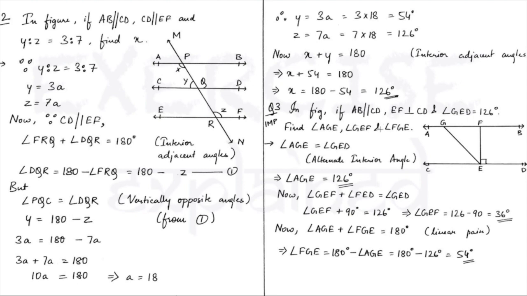So the question had asked three things. We have got all the three. AGE we got it as 126, GEF we got it as 36, and FGE we got it as 54 degrees.